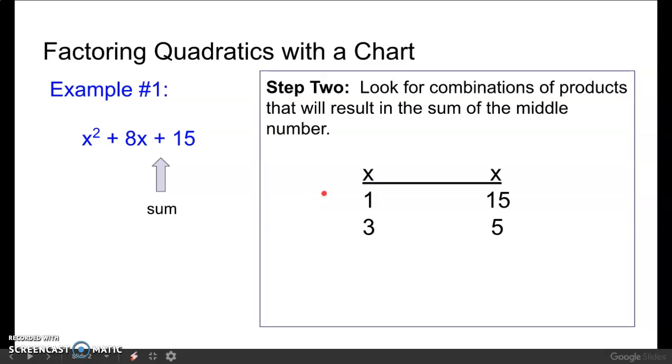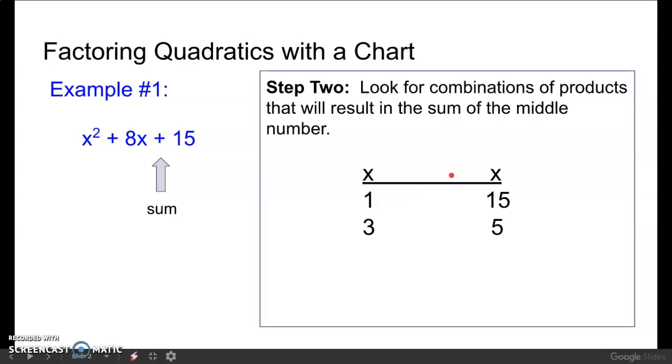Okay, so what you do is you can find patterns either on the outside of the chart like this, or across the middle on the inside like this. Right now, in this case, since these top two terms are the same, it's not going to matter. But here's what I've decided. All right, 5 times x is 5x, 3 times x is 3x. There are my products. The sum of those products is 8x. So that's what I want, all right?